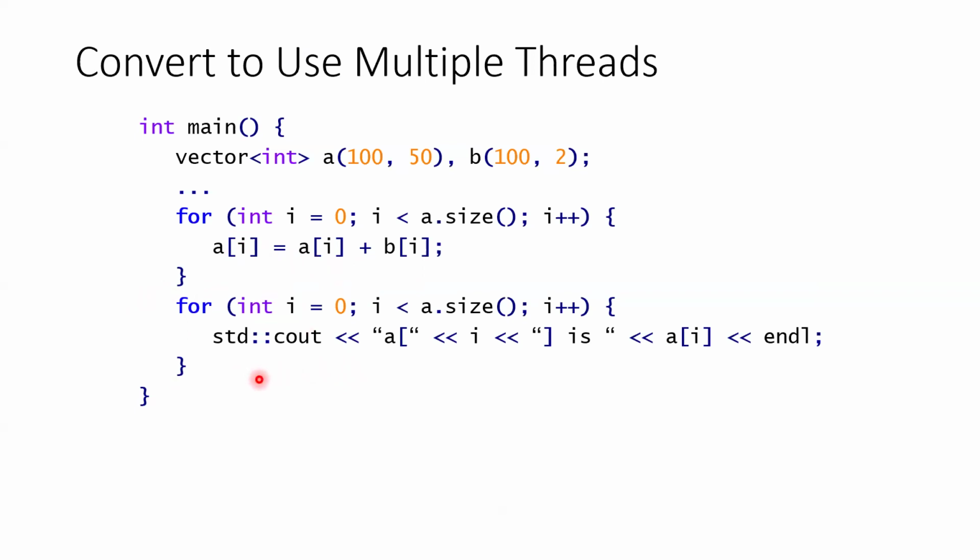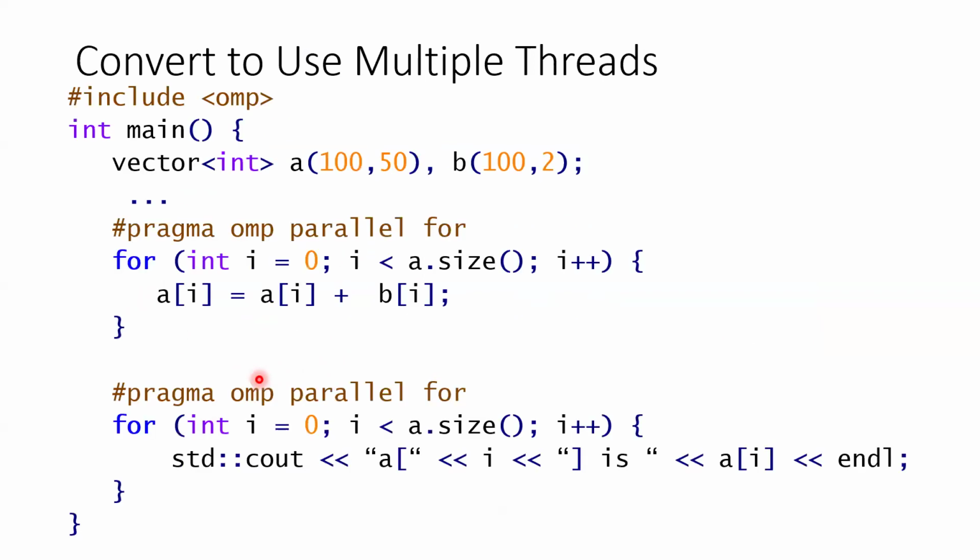How to make this multi-threaded? First, include OMP. And then before each for loop, we add the pragma omp parallel for. And this will just multi-thread this for loop, join it, and multi-thread the second for loop.